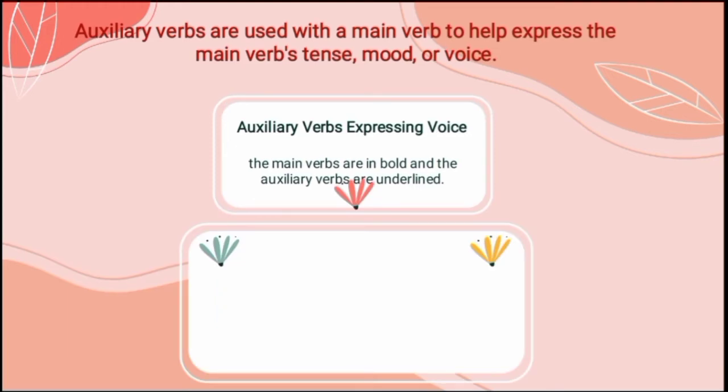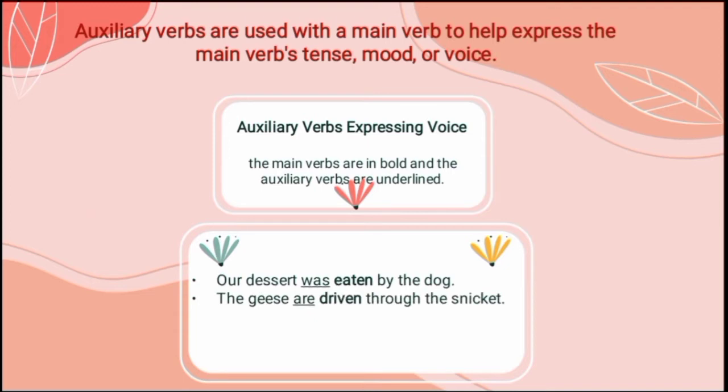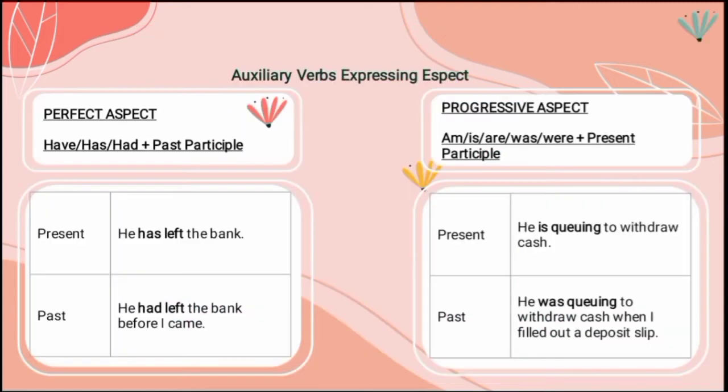Examples of auxiliary verbs expressing voice. Here are some examples of auxiliary verbs expressing voice. The first, our dessert was eaten by the dog. And the second, the geese are driven through the snake. The third, the phone will be disconnected tomorrow. In these examples, the auxiliary verb to be helps to form the passive voice. A verb is said to be in the passive voice when its subject doesn't perform the action of the verb, but has the action done to it.